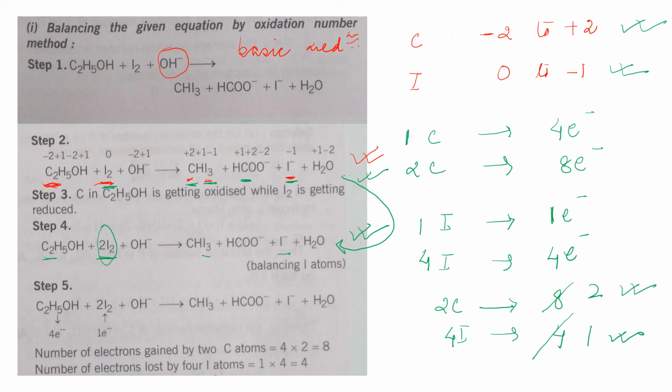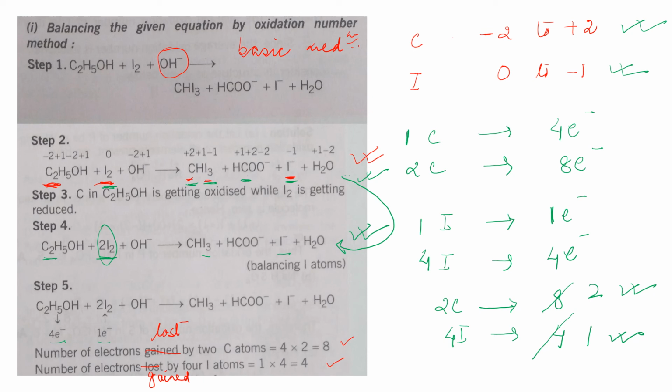Now see here what is written in step 5. Now step 5, 4 electrons and 1 electron, as I told you, it is written number of electrons gained by 2 carbon atoms. It is wrongly written. It will be number of electrons lost, misprint. And this will be number of electrons gained. Okay, so this is 8 and 4, as I got 8 and 4. Now you can reduce it. I'm getting 2 and 1. So the coefficients I'm getting are 2 and 1.